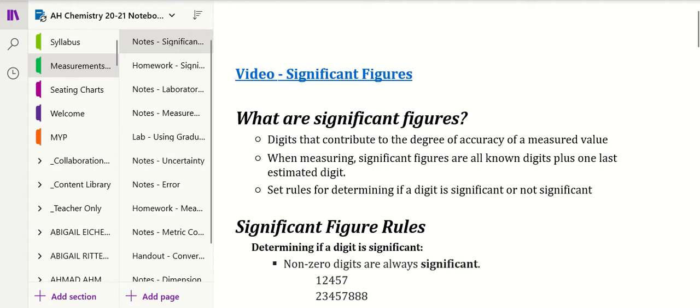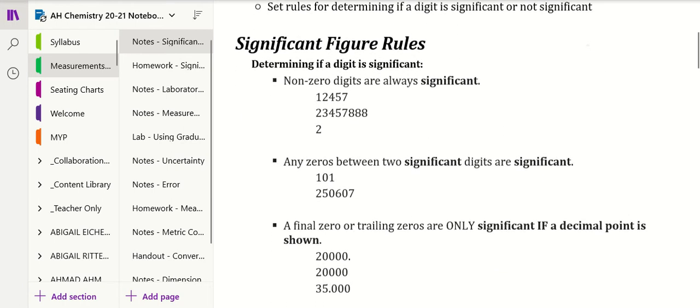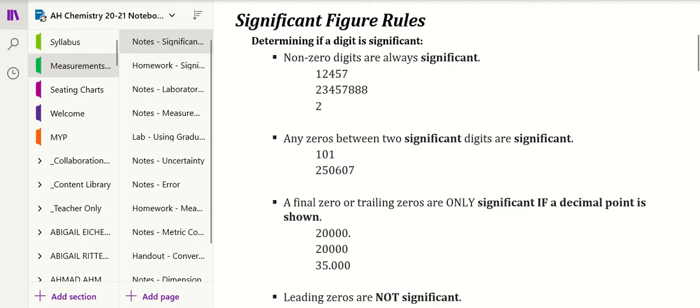for significant figures. So the first thing we're going to do is go through and talk about what is a significant figure and what isn't. These come together to make what we call the significant figure rules. You will hear these rules discussed in different ways, but they all lead to the same conclusion. The first rule is any non-zero digit is always significant. So if it's not zero, it is a significant digit.